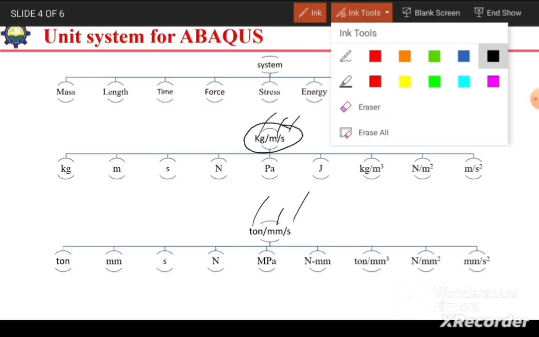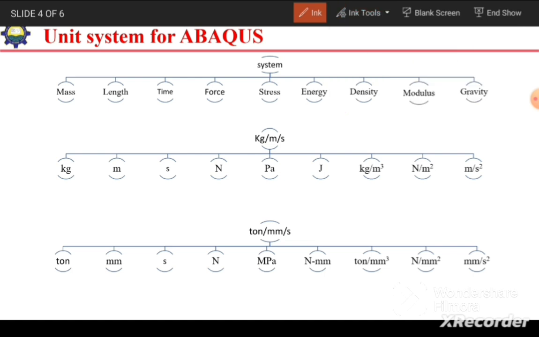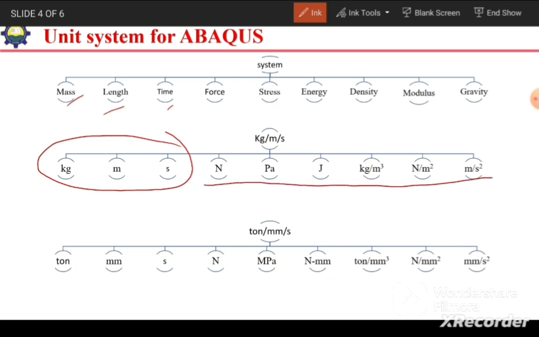If we select the basic unit system as kilogram, meter and second for mass, length and time respectively, then our derived units will correspond to these. For example, force will be in Newton. As we know, force is equal to mass into acceleration, and mass is in kilogram, acceleration is meter per second square. So this collective term can be written as Newton.